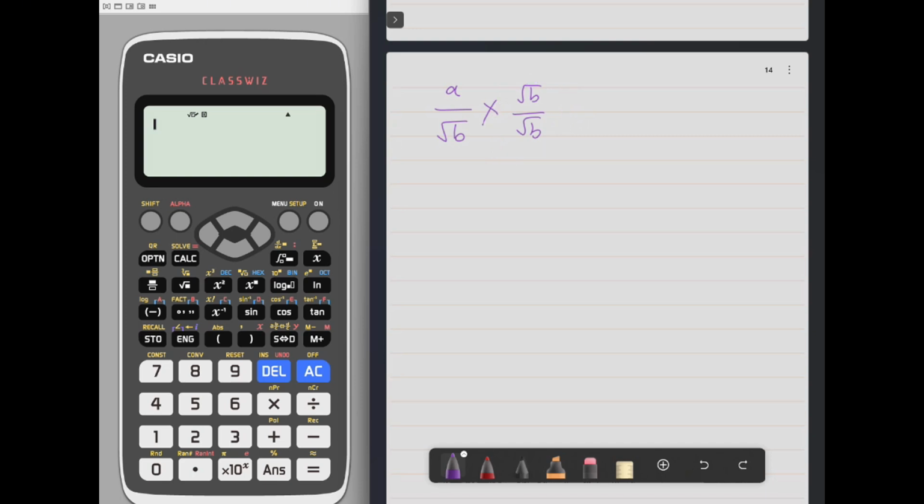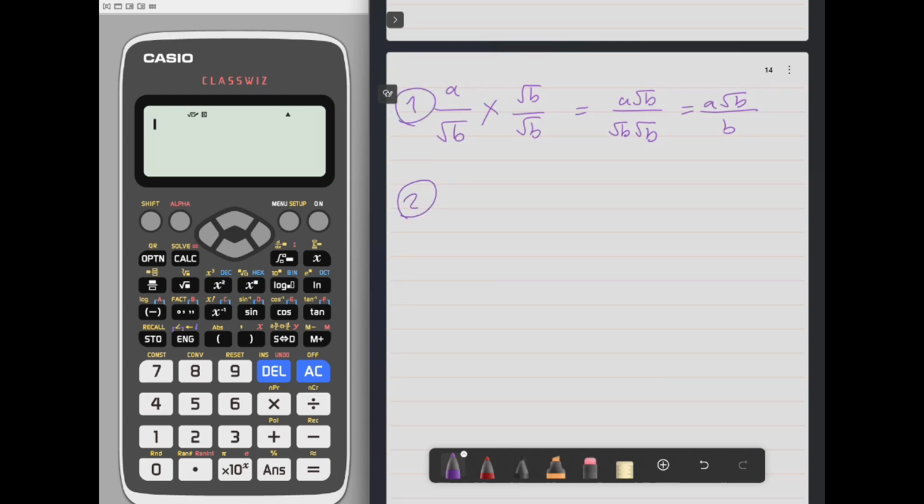So I'm just going to multiply a over root b by root b over root b, which is going to be a root b over root b times root b, which is a root b over b, right? Because this is going to be root b squared, and root b squared is simply b. Right, this is the first case.